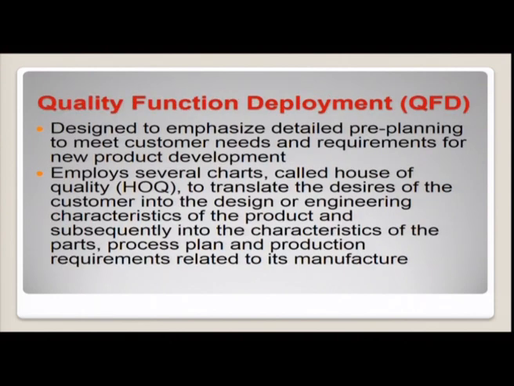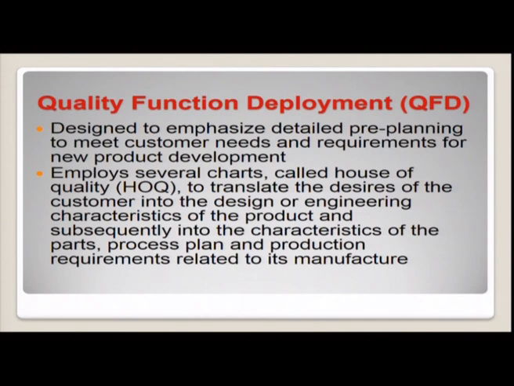Then let us see what is quality function and how it gets deployed. Let us see it as the quality function deployment, and in short it is called QFD. The QFD is designed to emphasize detailed pre-planning to meet the customer needs and requirements for new product development. It employs several charts called house of quality. This house of quality, in short, is called HOQ. It is used to translate the desires of the customer into the design or engineering characteristics of the product and subsequently into the characteristics of the parts or process plan and production requirements related to its manufacture.